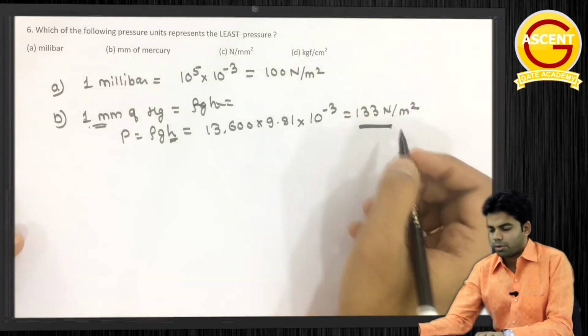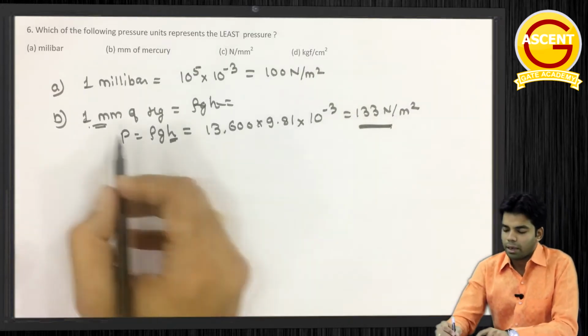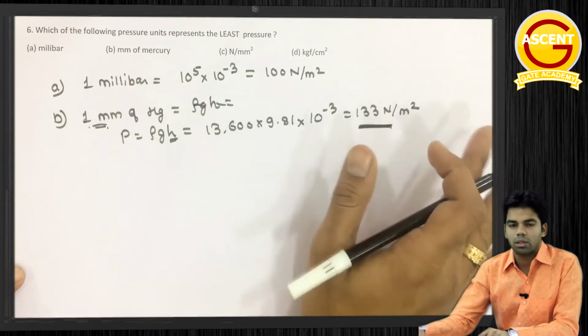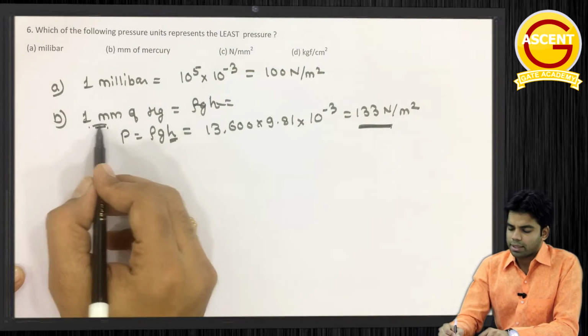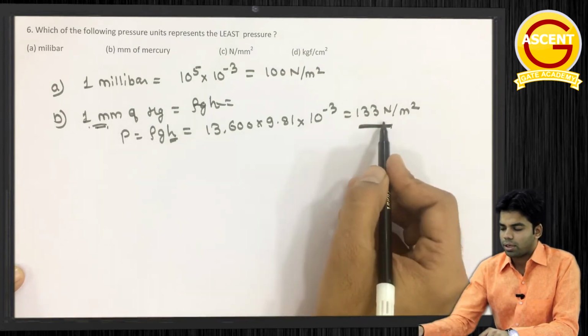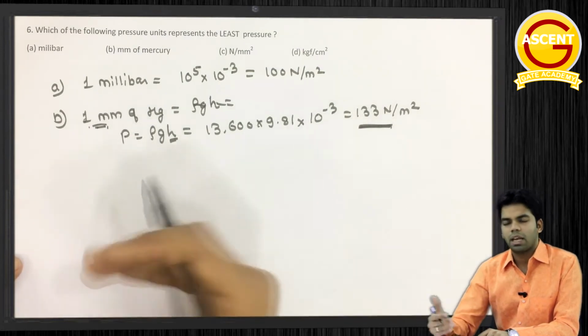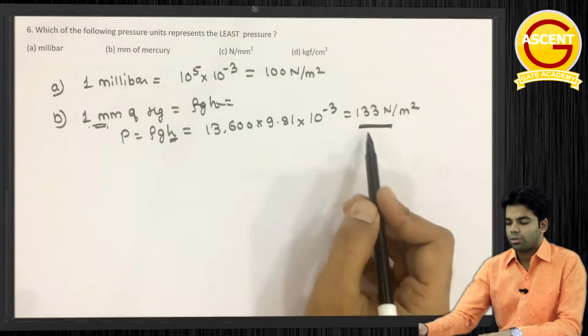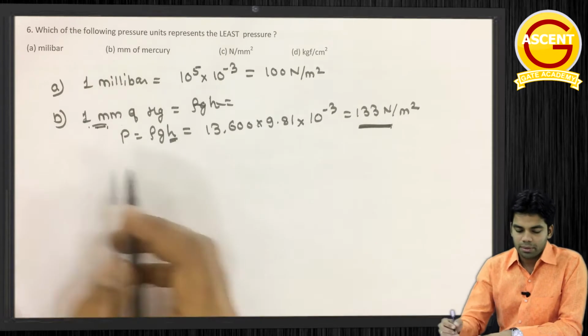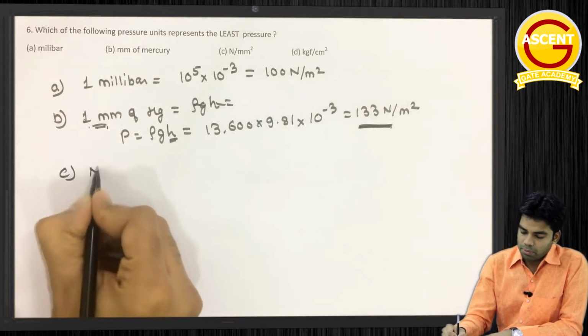This term you should remember to solve the questions very quickly. 1 mm of Hg is equal to 133 Newton per meter square. Rest everything you can solve very soon, but this 1 mm of Hg you should remember. Suppose 50 mm of Hg pressure is given and you have to determine directly in Newton per meter square, directly you can multiply it by 50. Getting this? Okay. Next, third is Newton per mm square.